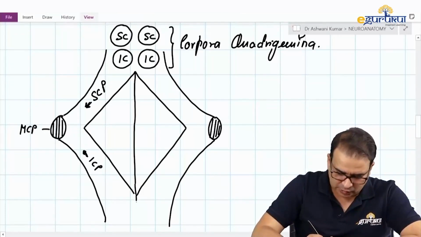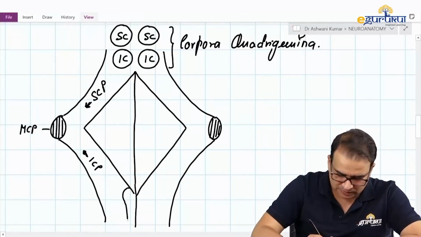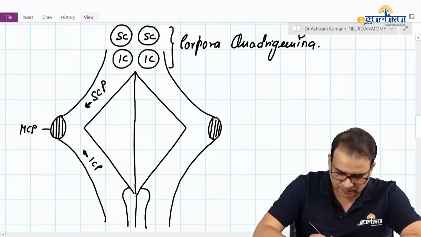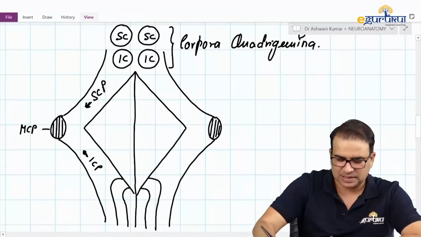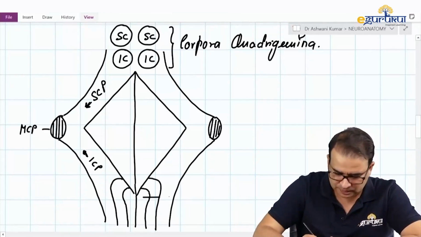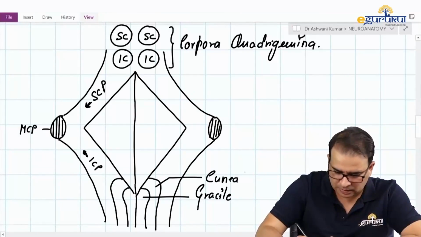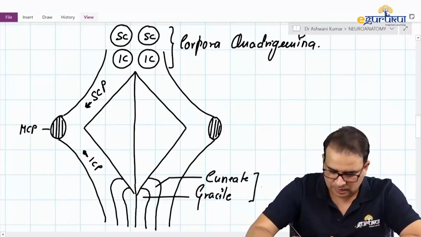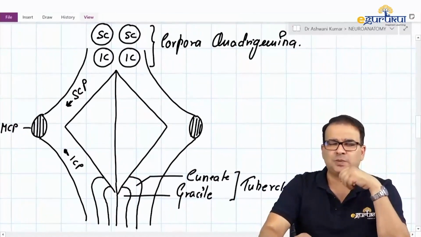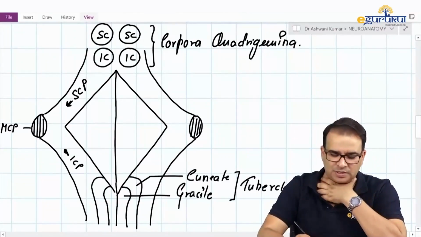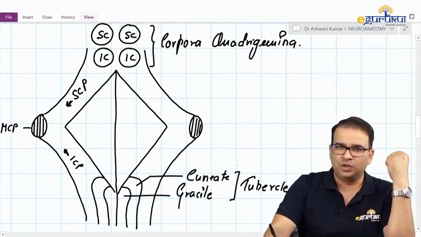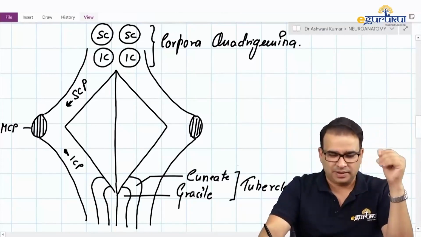And then we also said close to the midline, you will see the gracile tubercle and cuneate tubercle will also be contributing to the boundary. The gracile and cuneate tubercle, which are because of the nucleus present deep to them. The nucleus gracilis and nucleus cuneatus is present deep to them. So that's why we call them gracile and cuneate tubercles. So that's the boundary thing.